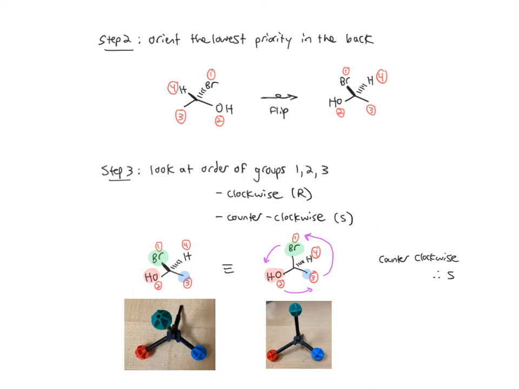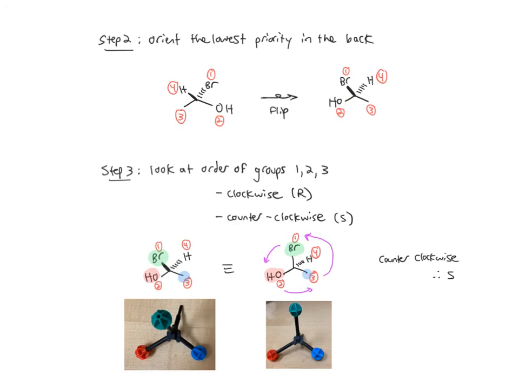If we were counting the groups and our priority 2 was over here and then our 3 was here, we'd be going in a clockwise direction and that would be our R enantiomer. So we had to do everything up to this point. We had to assign the priorities correctly. We had to put our priority 4 in the back correctly, and then we also had to figure out if it was clockwise or counterclockwise correctly.